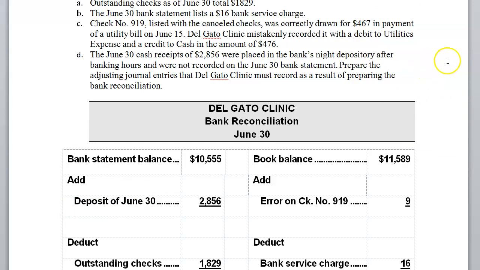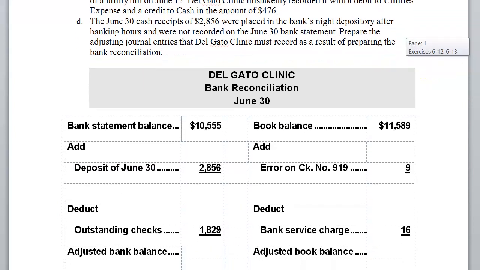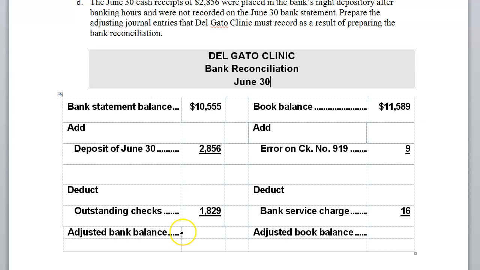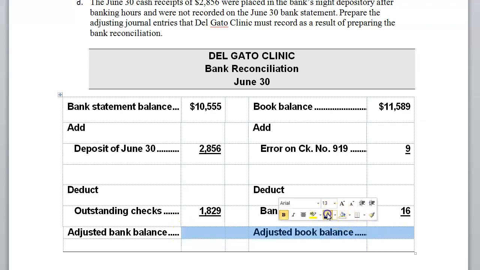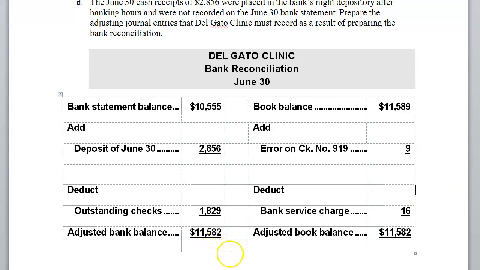So we've gone through the entries and we're going to determine, just by adding and subtracting, the adjusted balance and make sure that the adjusted balance per the bank equals the adjusted balance per the book. And it does. So now we're going to determine, do we need to make any journal entries?